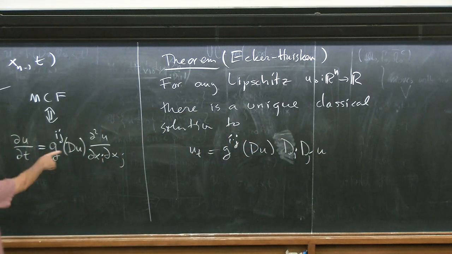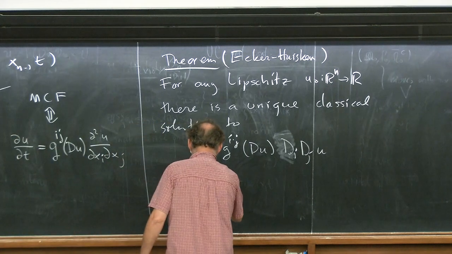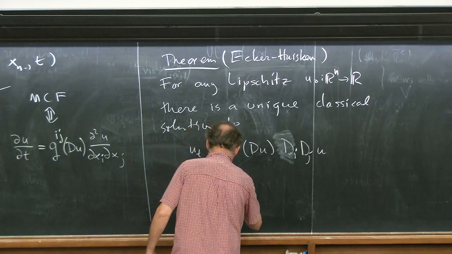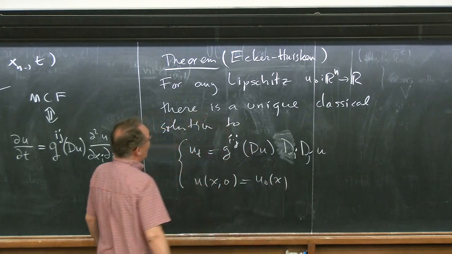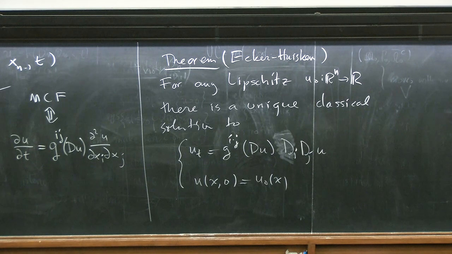So I'll write the equation like that. So this PDE has a unique solution for arbitrary Lipschitz initial functions. And the solution exists for all positive time. Its Lipschitz constant is bounded. And then they prove further theorems.